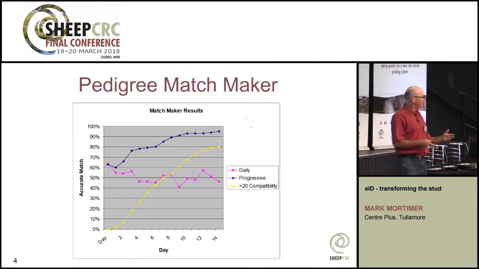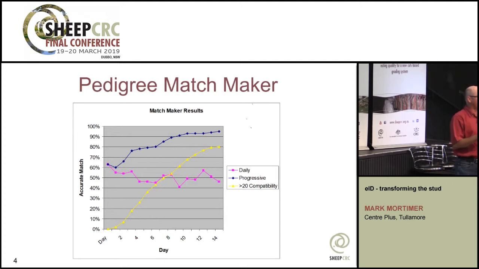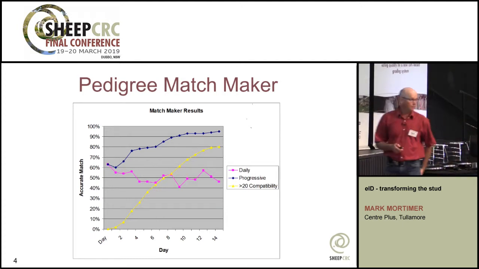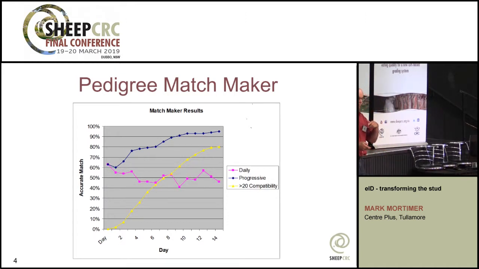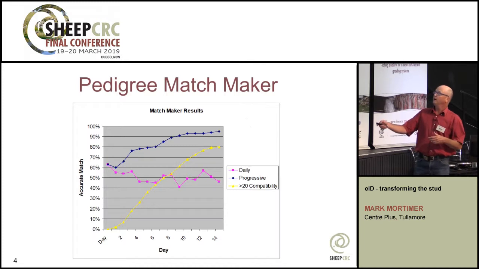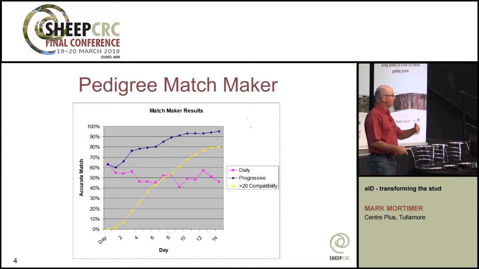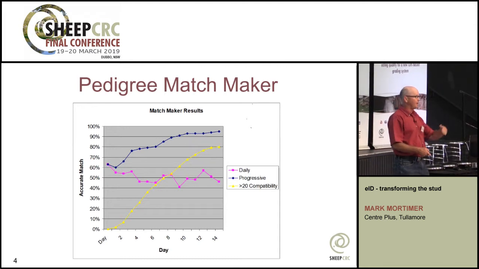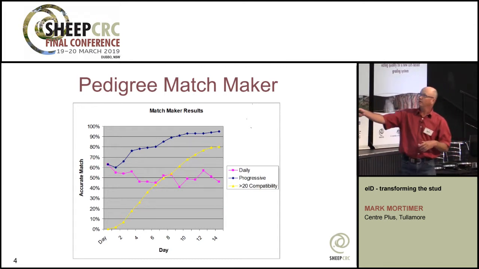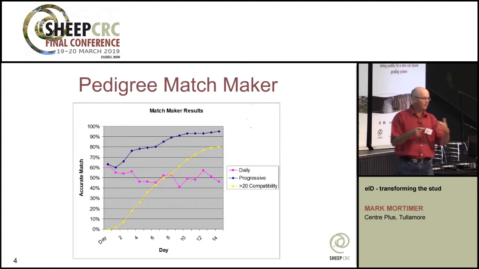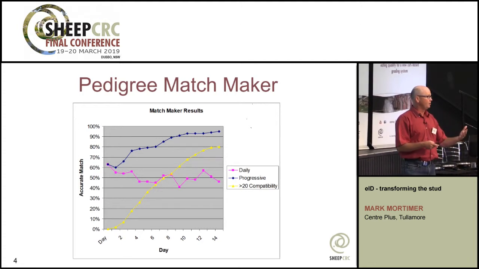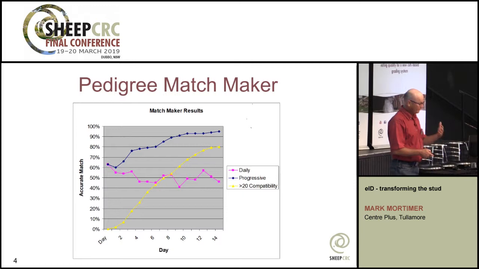Given that this is a sheep CRC, the first real thing that I had a big involvement with the sheep CRC was developing the pedigree matchmaker system. So we put the first pedigree matchmaker in at home in 2005. Here's a graph, a little pink line through the middle is how many lambs we could accurately match to their mothers on any given day's worth of data. But over the course of time, if we accumulate that data, we can actually match up 90% of their lambs to their mothers. And this was really exciting and interesting times.